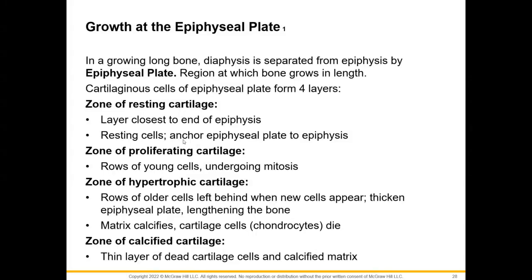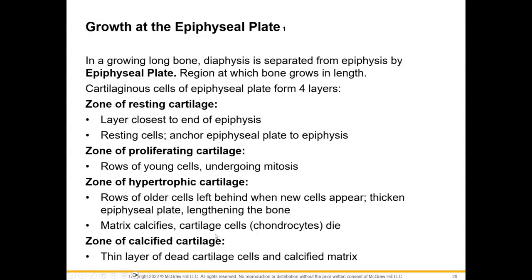Then you have the resting cells. Okay, they anchor the epiphyseal plate to the epiphysis. Okay, next we have the zone of proliferating cartilage. Rows of young cells occur here, and these are undergoing a lot of mitosis. Then we move into the zone of hypertrophic cartilage. Rows of older cells left behind when the new cells appear in this area. Thicken the epiphyseal plate, lengthening the bone.